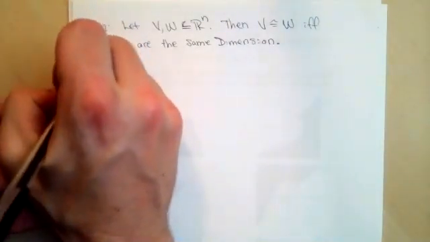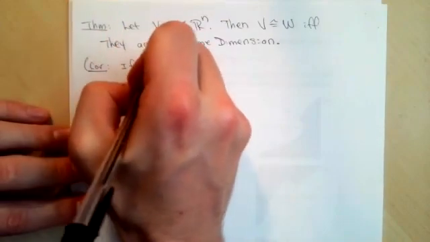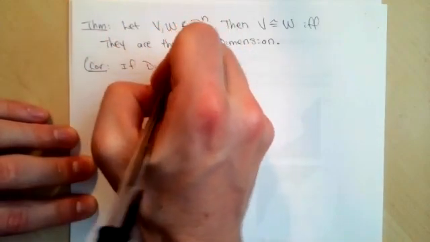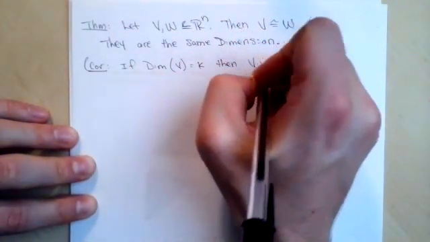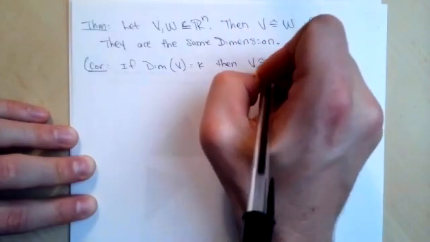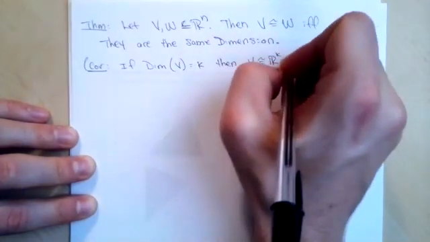So, of course, a corollary to that is if the dimension of some vector space V is K, then V is isomorphic to R to the K.